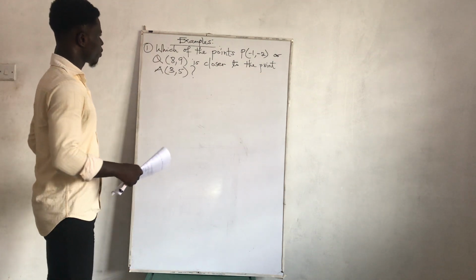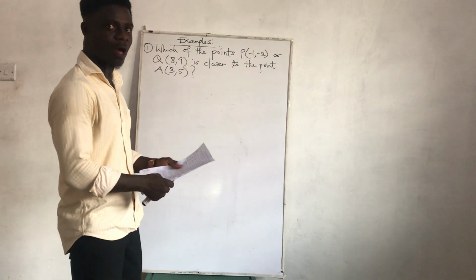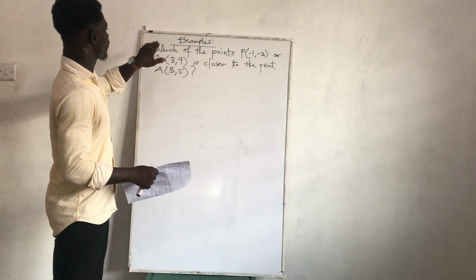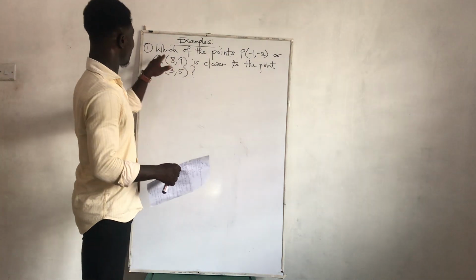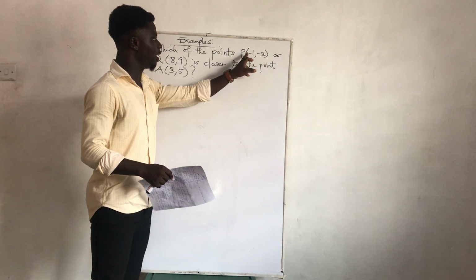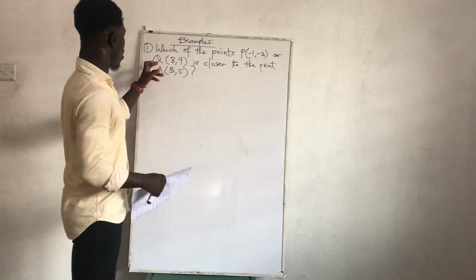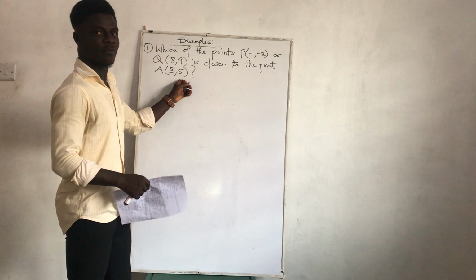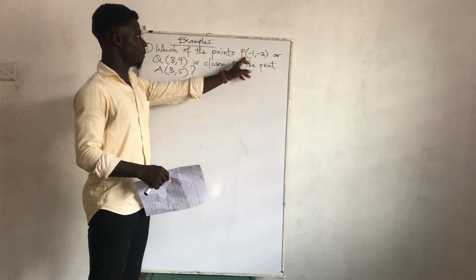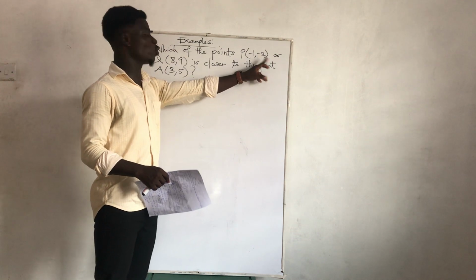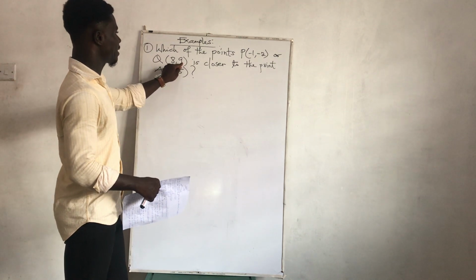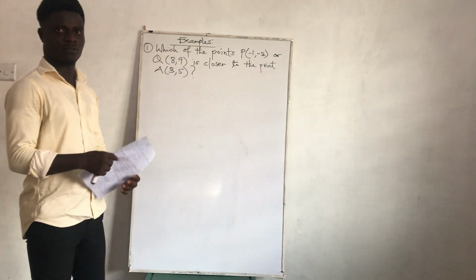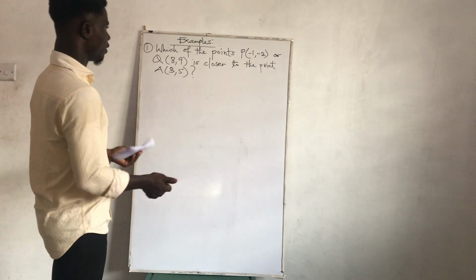Alright, so we are still on Analytic Geometry and Calculus, Math 102. We are starting with an example. Question 1: Which of the points P(-1, -2) or Q(8, 9) is closer to the point A(3, 5)? How can you solve this question?